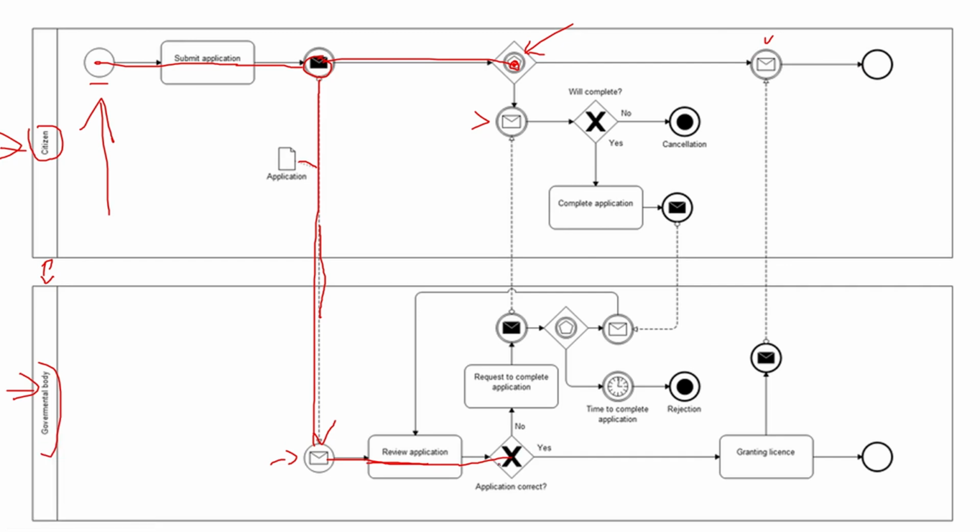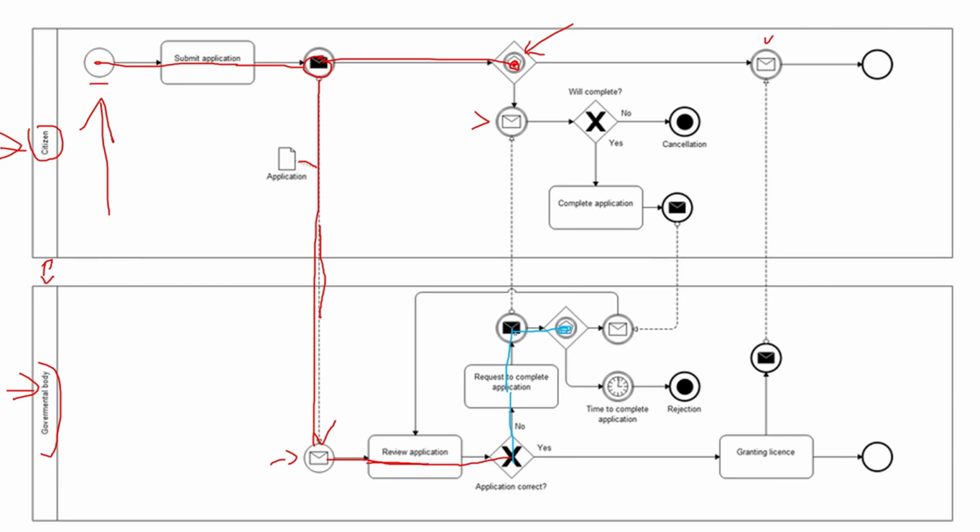So when the application was not correct, let me use a different color for this one. Let me use blue. So it was not correct. Hence, the request to complete application is sent over here. And basically here, two things happen now at the same time. The government body will be here in the event-based gateway waiting for an event to happen.